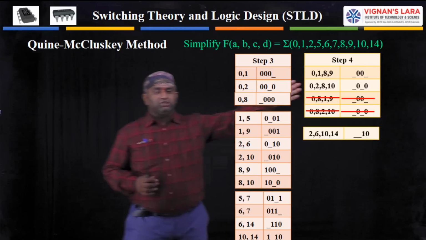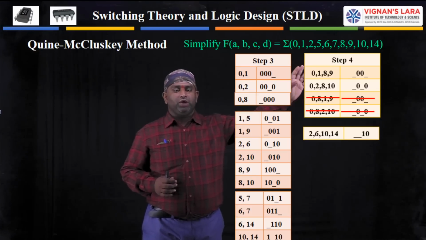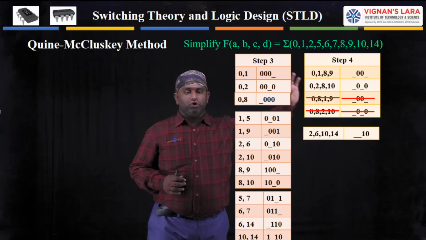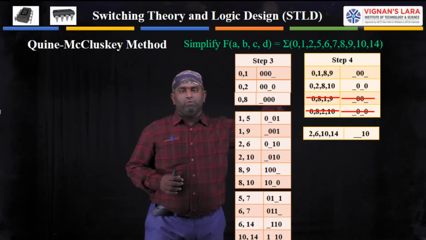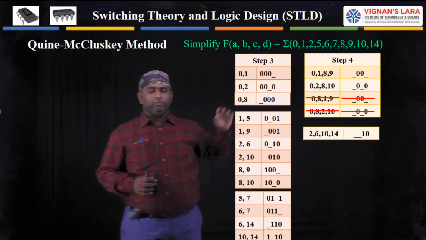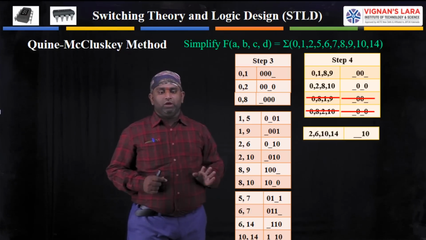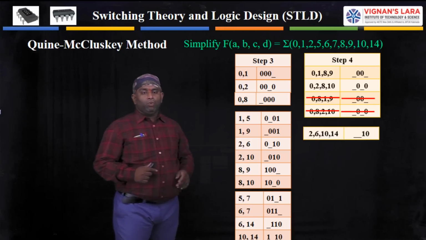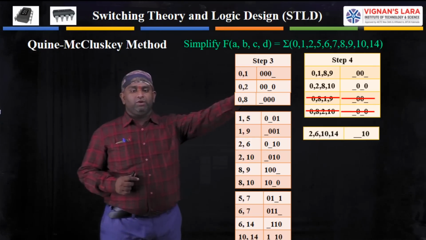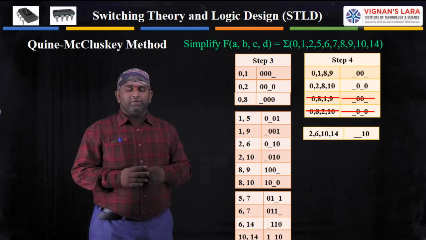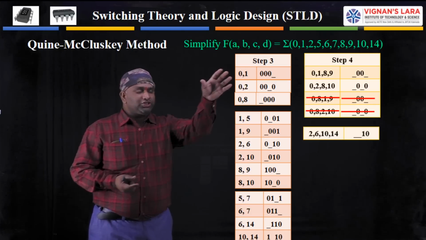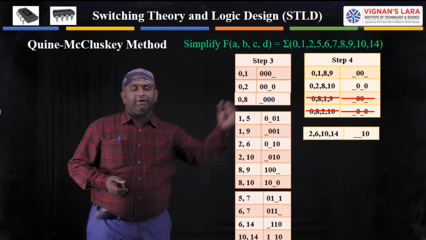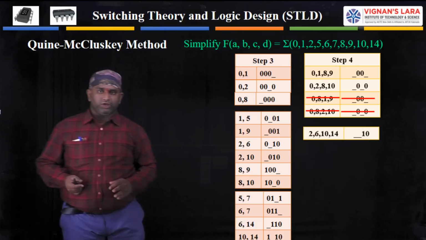See here, in step 4, in the first combination we have 0-1. Next coming to the 0-2, it is also available in the second group. 0-8 is available. Next 1 comma 5, is it available? No, it is not available. 1 comma 9, yes, it is available in the first line. So see here, you have to check whether all the step 3 combinations are repeated in step 4 or not.